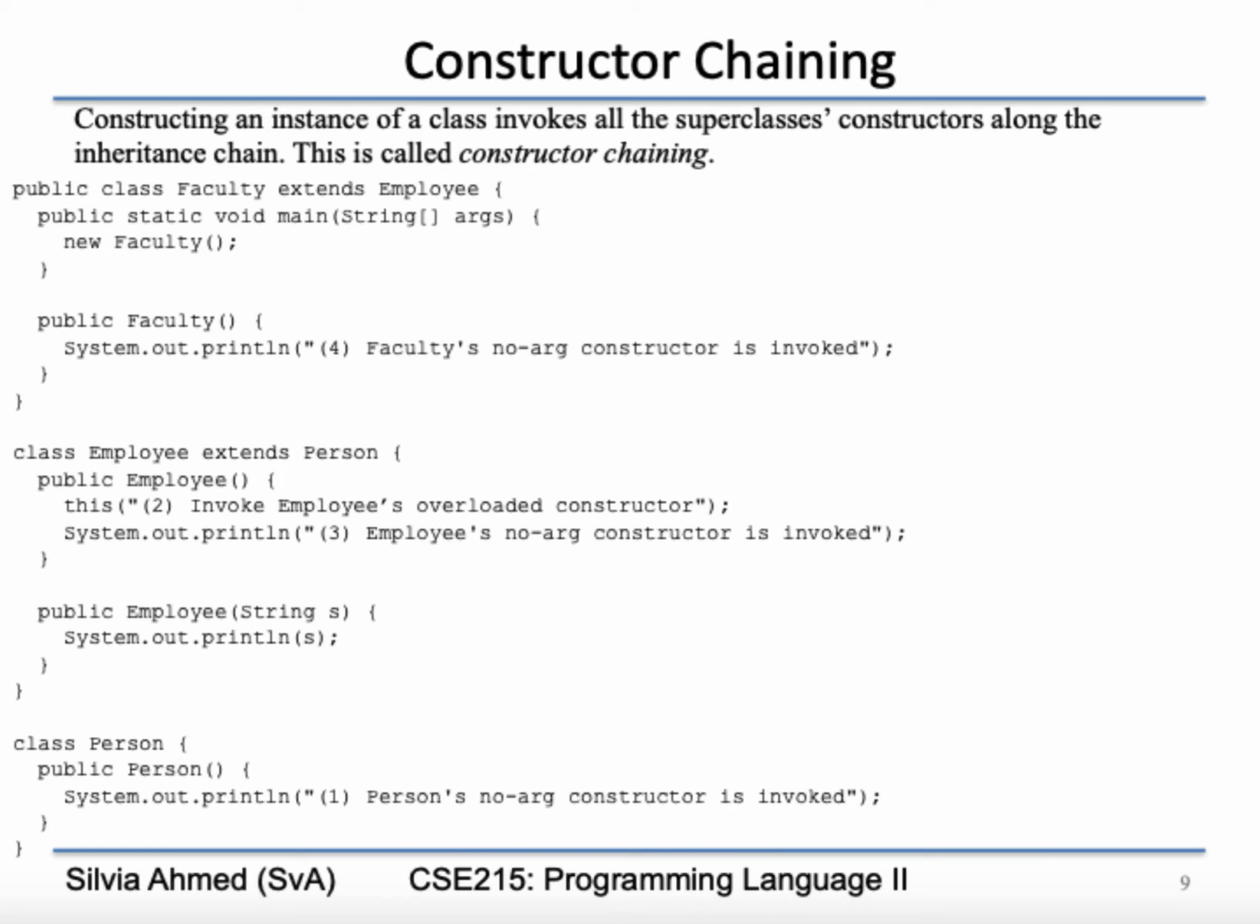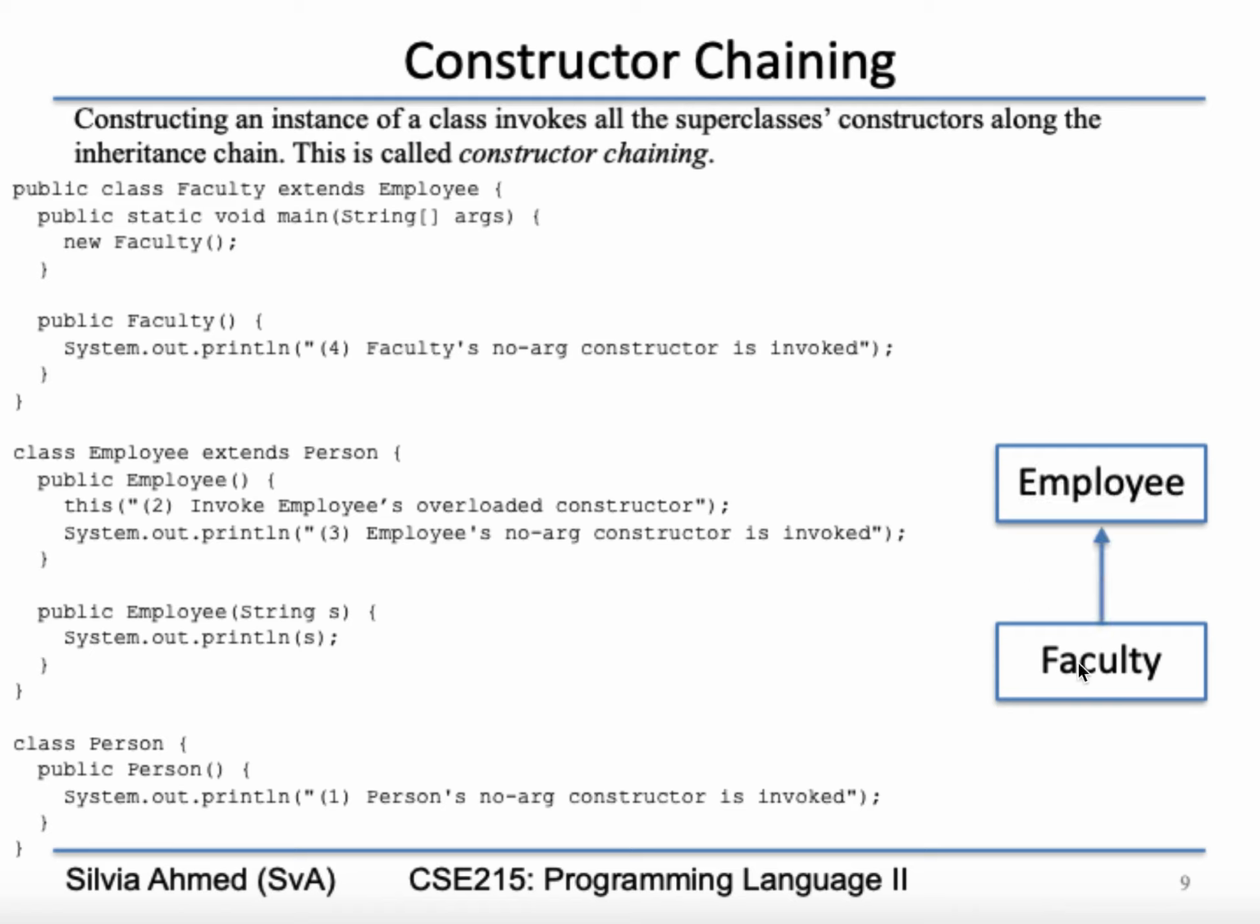Pause this video and draw the UML relationship diagram for these three classes: Faculty, Employee, and Person. Hopefully you have come up with the same diagram. Faculty extends Employee. Then class Employee extends Person. Then class Person is a standalone class. So this is our relationship diagram for the classes.